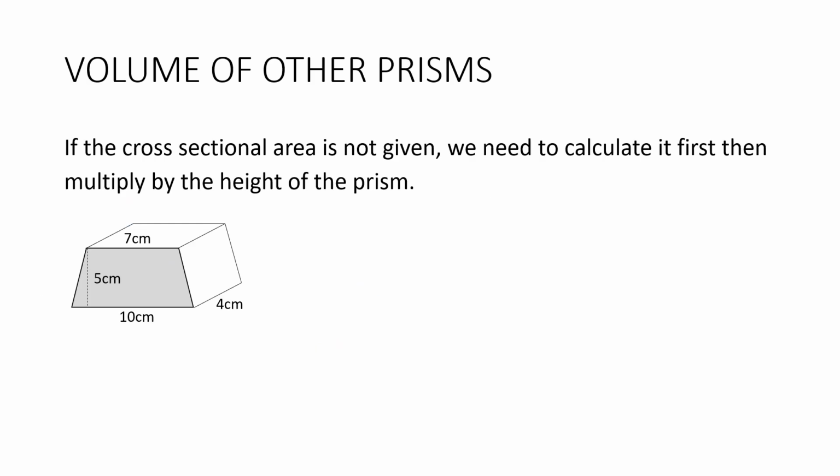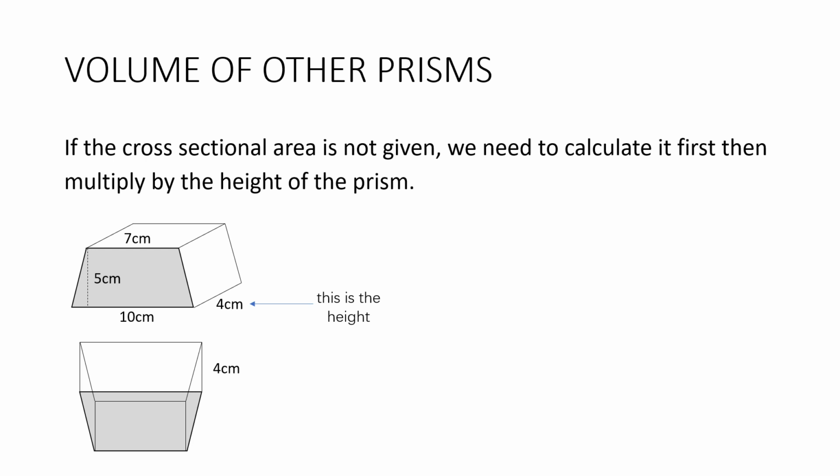Now that's all very well for rectangular prism and triangular prism, but what about other prisms? If the cross-sectional area is not given, like this one here, we need to calculate it first and then multiply it by the height of the prism. So here we've got a trapezoidal prism and we've got all the measurements we need for the trapezium, and this is the height of the prism. Let's just redraw it with the trapezium on the base so that you can see that that actually is the height.